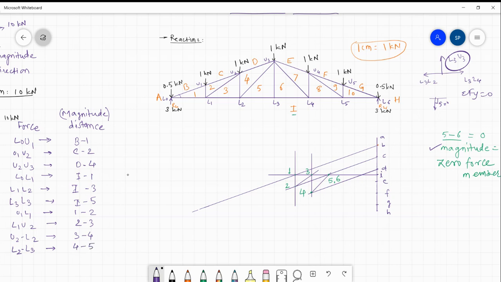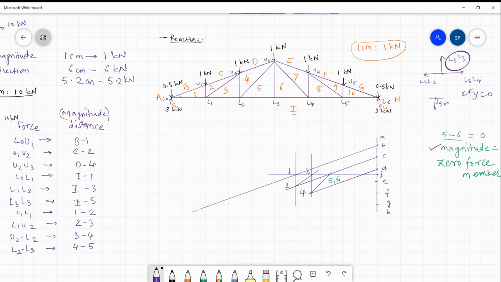So if you measure these distances and convert to scale, so our scale is what? 1 centimeter equal to 1 kilonewton. So whatever distance you are getting, suppose you are getting 6 centimeter as distance, the magnitude will be 6 kilonewton. If you are getting say 5.2 centimeter as a distance somewhere, the magnitude therein will be 5.2 kilonewton. Hope you are following, friends. So this is how you could find out the magnitudes of unknown member forces in truss.